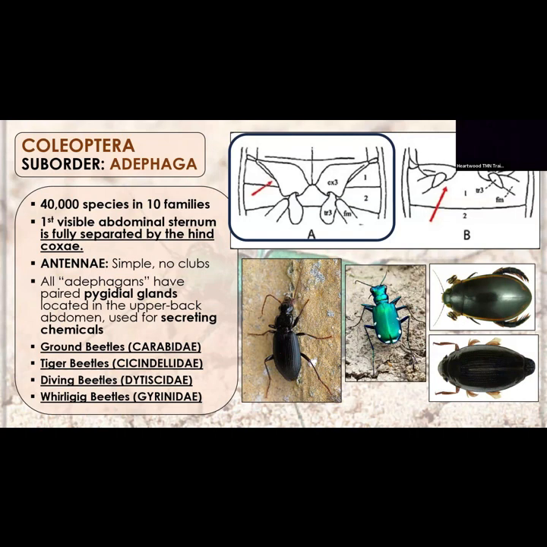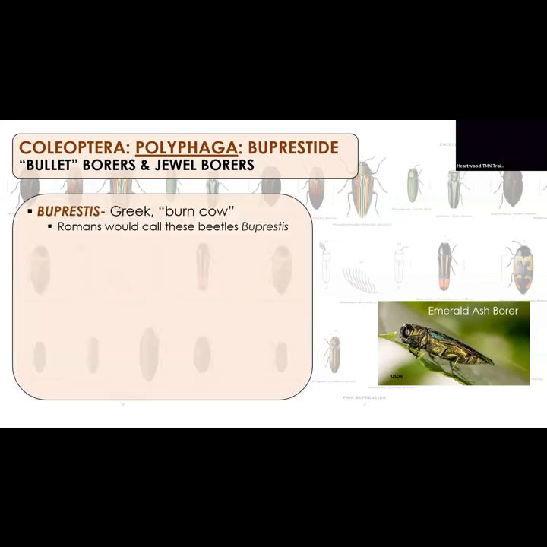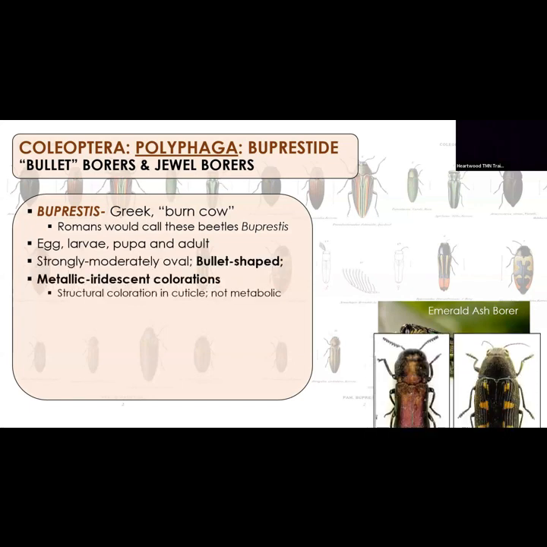Then it's a lot harder if there's no separation because there's a lot more Polyphaga. So one of the first ones is Buprestid. You know what was really ironic is I didn't bring my emerald ash borer stuff, but we'll save it for next week. So Buprestids, these are bullet borers or jewel borers. Buprestids comes from Greek burn cow. Romans would call these beetles Buprestids, I guess because they would burn the cows after they ate them. I don't know, but I love the story, right?